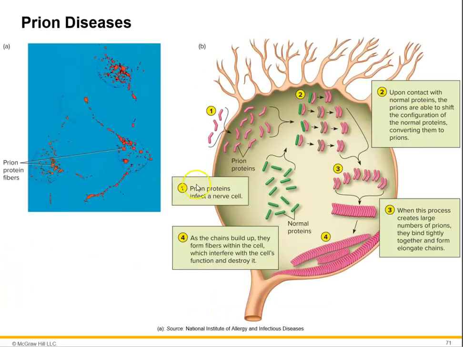All right, so what are we looking at here? Well, this is a nerve cell. This is the body of the nerve cell. And here we see prion proteins invading the cell, okay? So these are little misfolded proteins that come into the cell, and they interact with normal proteins. And when they interact with normal proteins, they cause the normal proteins to misfold as well. And these misfolded proteins, these prions, form aggregates, and these aggregates cause dysfunction in the cell.